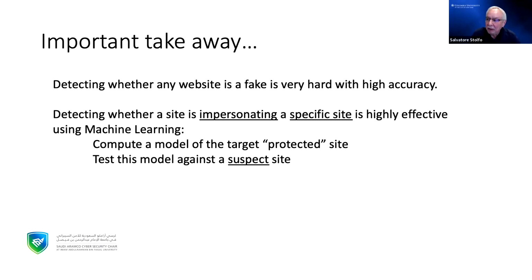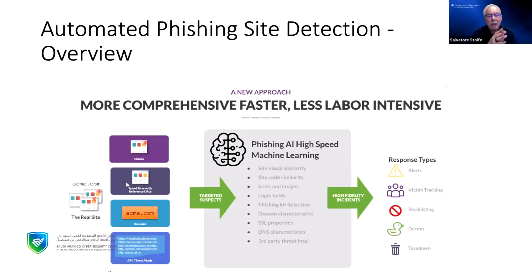And that's the key. So you can't really build a general AI engine that's going to differentiate something that's real and fake. After all, everything on the internet is virtual. But you can if you are modeling a very specific site. And that's probably the most important takeaway in this line of work. And automation is critical because there are millions and millions of websites that get created. And you have to automate this whole process.